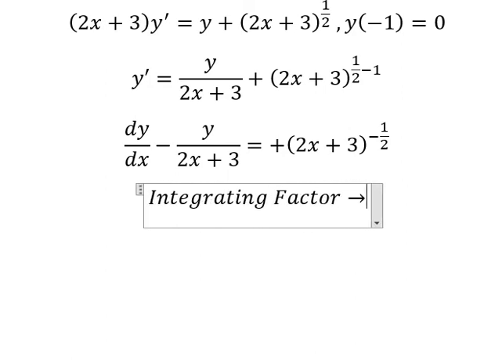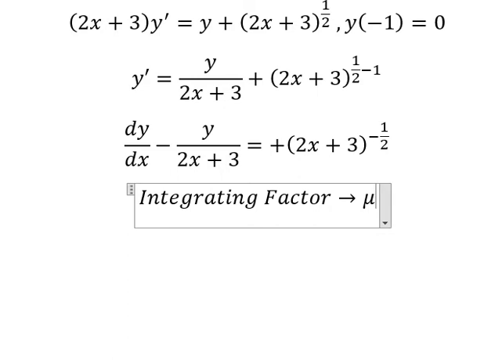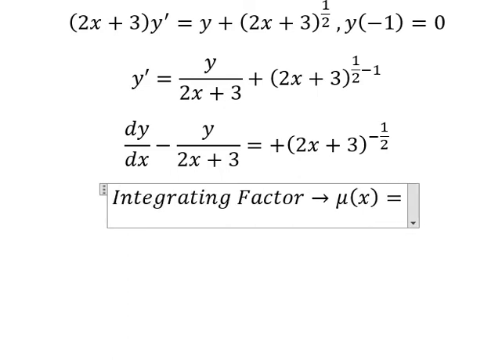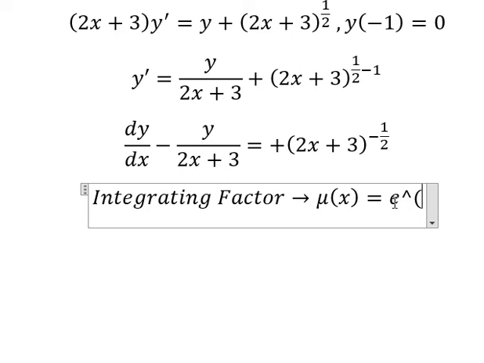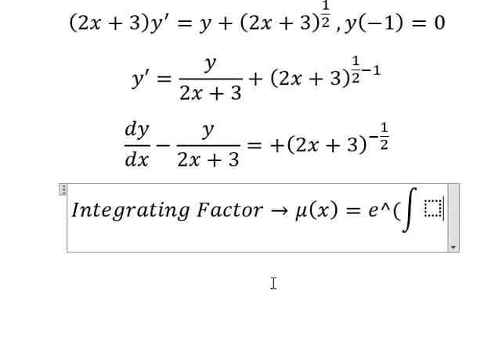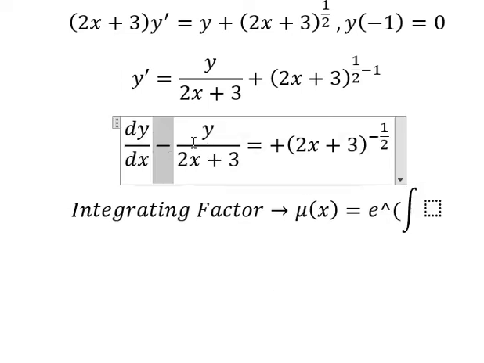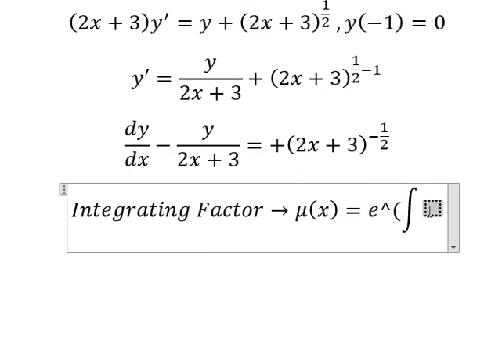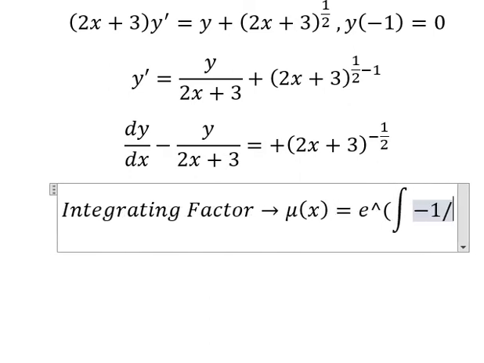So we need to find mu of x equals e to the power of the integration. We have negative number 1 over 2x plus 3. So that's the integrating factor.